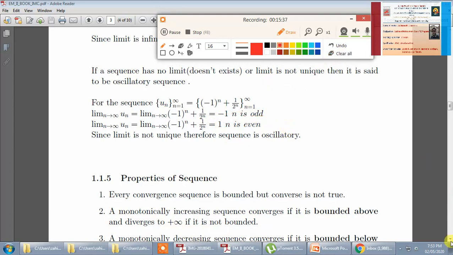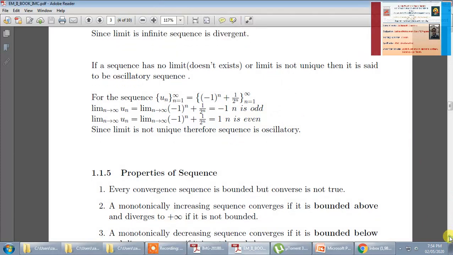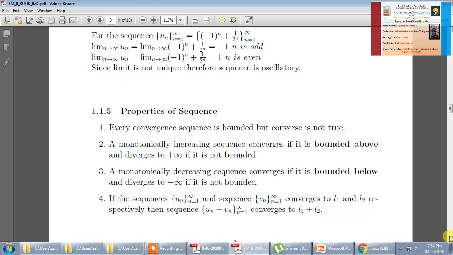Now let us see a few of the properties of sequences. The first property is that every convergent sequence is bounded. If your sequence is convergent, definitely it is bounded, meaning it has a lower bound and an upper bound.